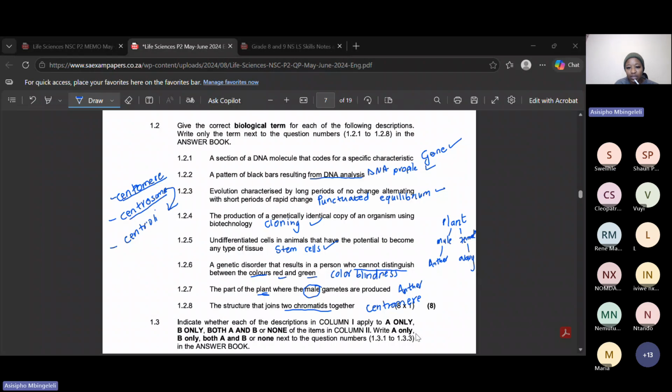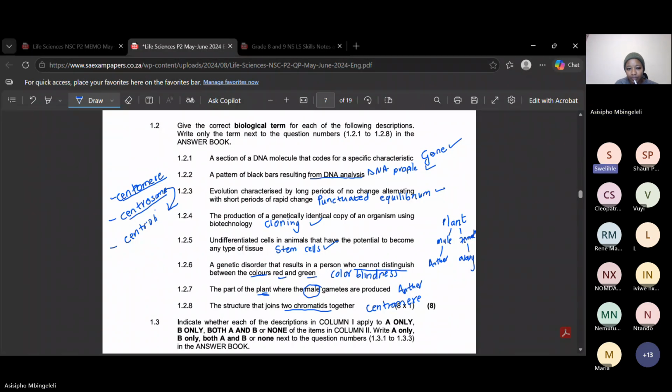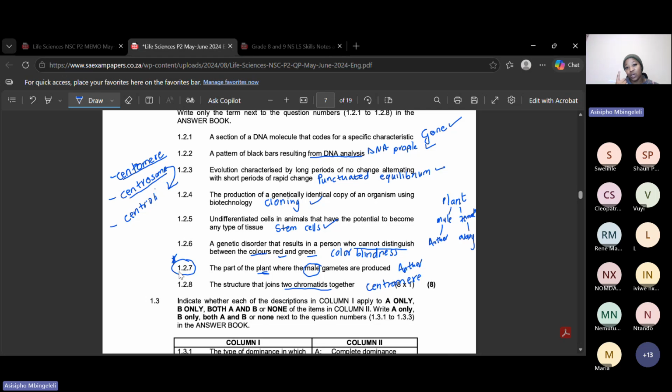Ma'am, would we need to study that part in 1.2.7? It's not really part of our syllabus, but I would say it's just one word to study. I never came across it, so I would say it's just one word to study, I guess. That's it. Where meiosis takes place in a male part of the plant to produce male gametes. That's the anther. So this is the word. Okay, ma'am, thank you.